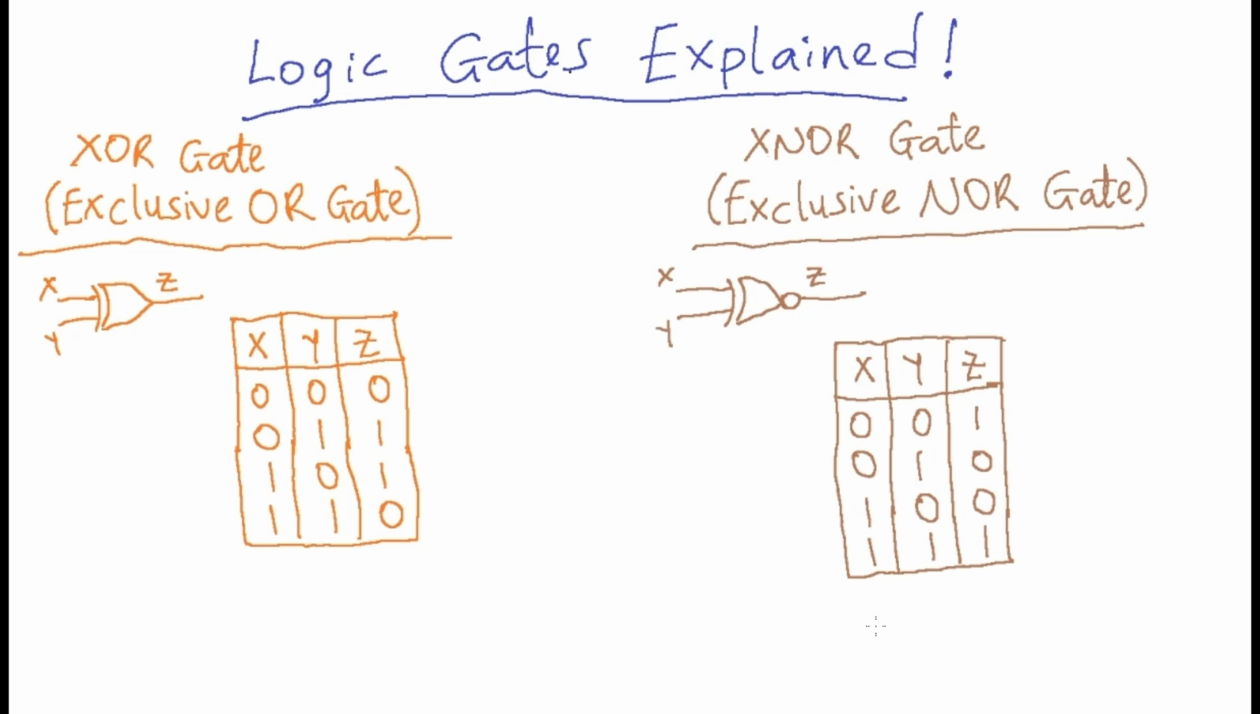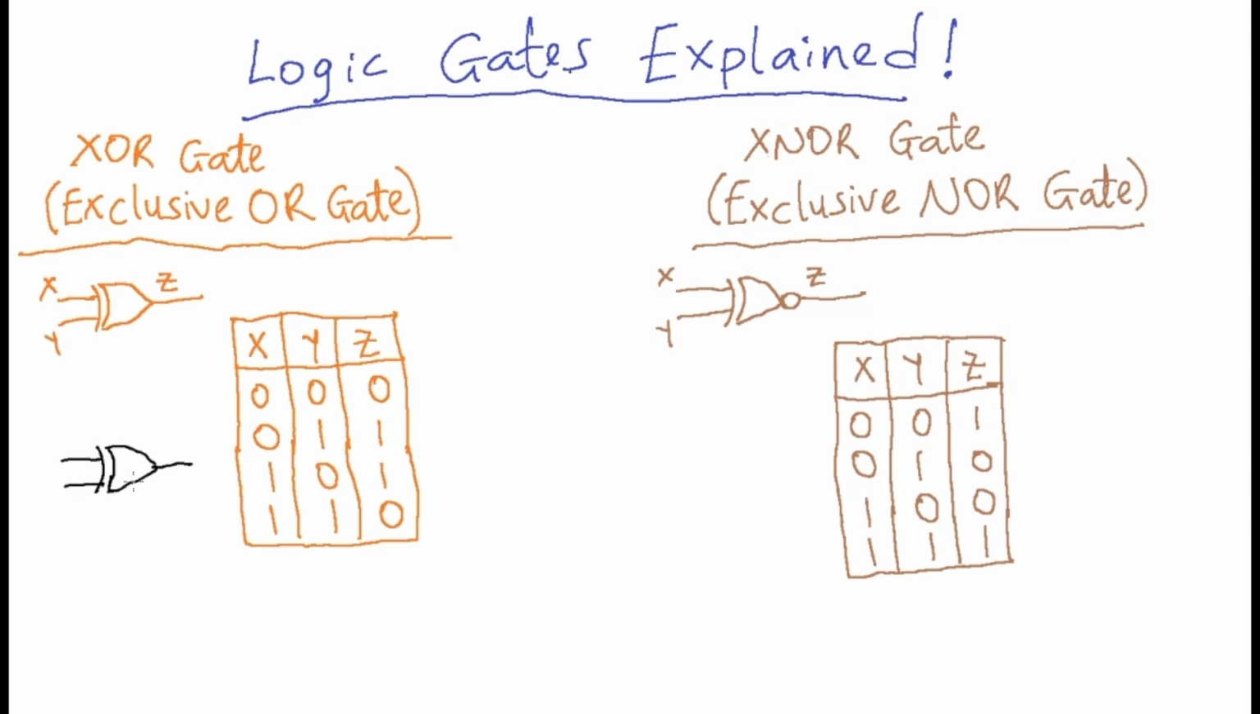Now we'll be looking at our XOR gate and then our XNOR gate. Our XOR gate is also called the exclusive OR gate, and our XNOR gate is also called the exclusive NOR gate. This is the diagram for our XOR gate. It looks very similar to an OR gate. The only change is that we have an extra curve attached to the input. That's the characteristic symbol or diagram for an XOR gate or an exclusive OR gate.